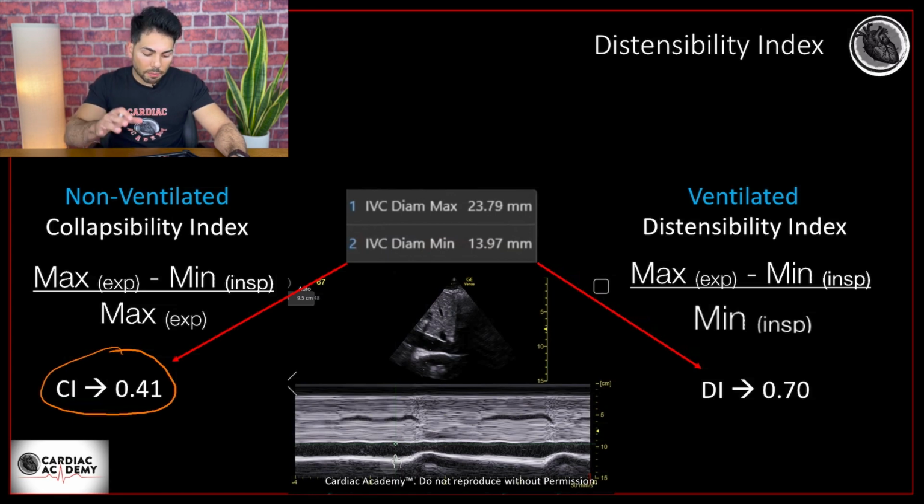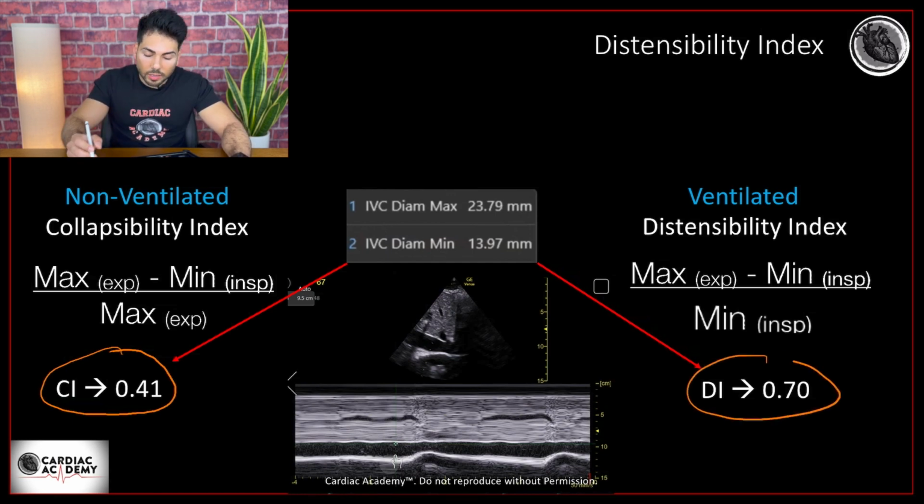Now, let's suppose that this same patient with these same numbers is now intubated, has positive pressure. So you're gonna use the distensibility index. Again, you're gonna take the maximum minus the minimum, but this time around, you're gonna divide by the minimum. And it gives you a distensibility index of 70%. So more than 18%. So in this case, this patient actually is fluid responsive. So that's why it's so important to use the appropriate calculation for the appropriate patient. Because depending on whether the patient is ventilated or not ventilated is gonna be either fluid responsive versus non-fluid responsive, okay? So just keep that in mind, all right?